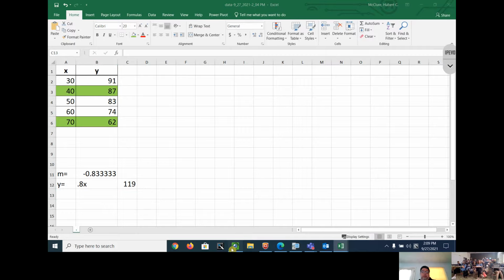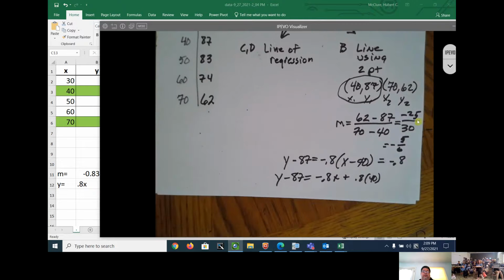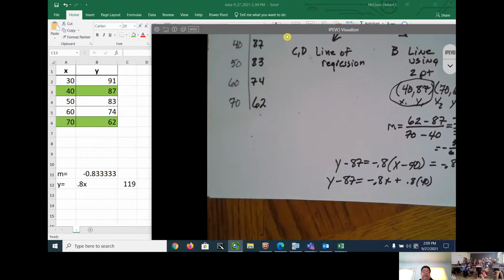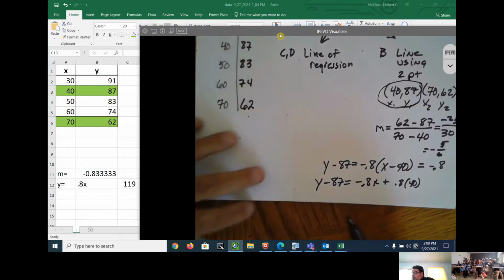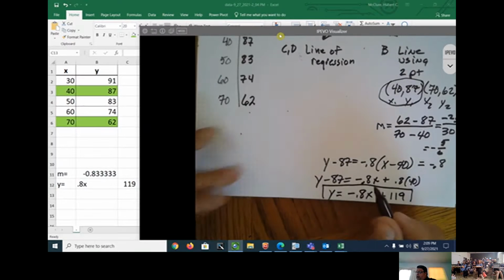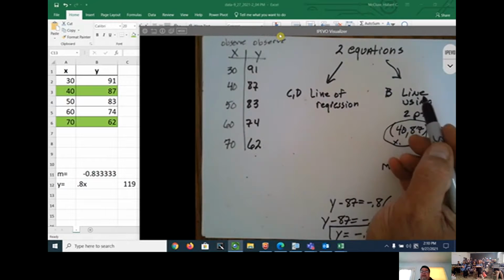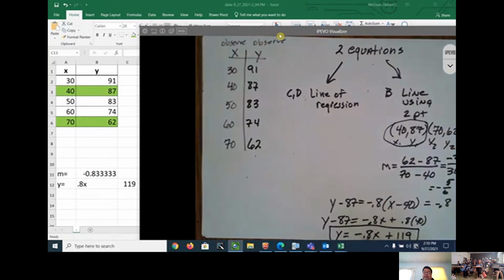Yes, sir. So y is equal to negative 0.8x plus 119. Okay, now what are you supposed to do with that? B wants you to find the line using 2 points. We found the line. Now what do you do with it?